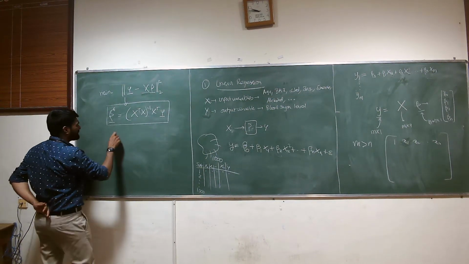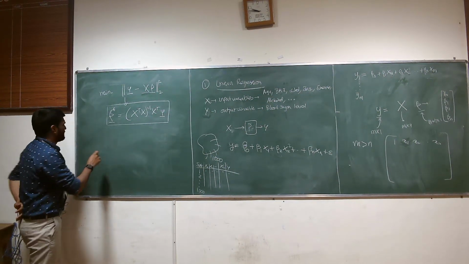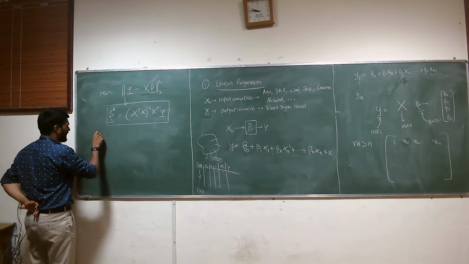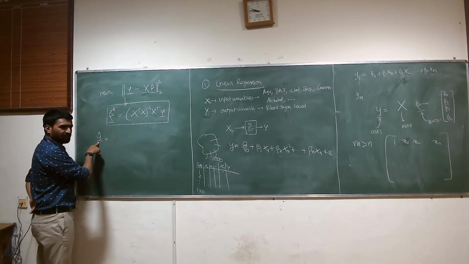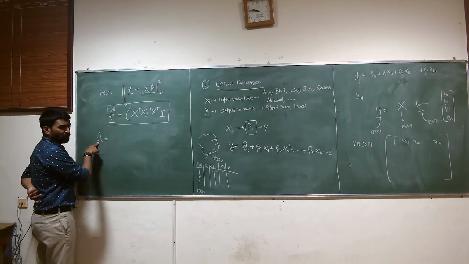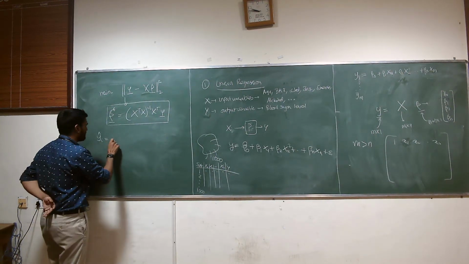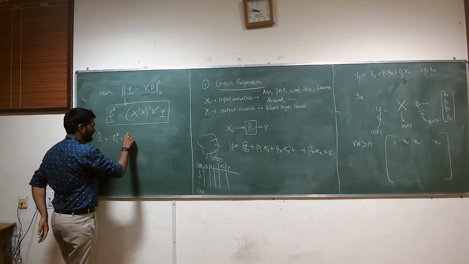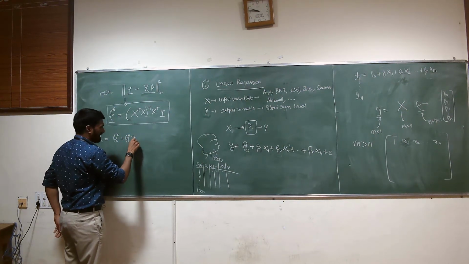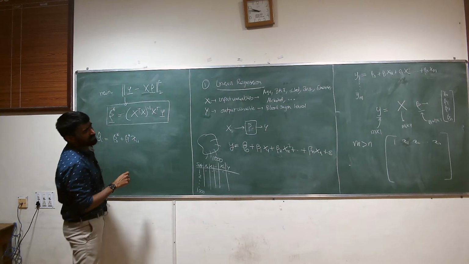Okay. So once we do this, then any y-hat, the prediction of the blood sugar level for any particular subject, is given by beta naught star plus beta 1 star x i1, and so on.